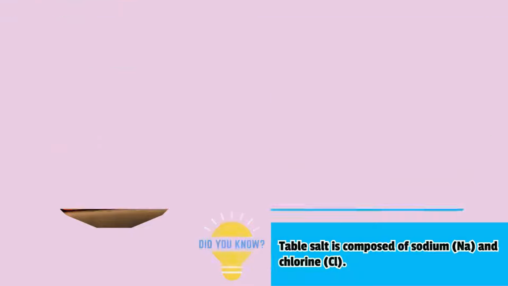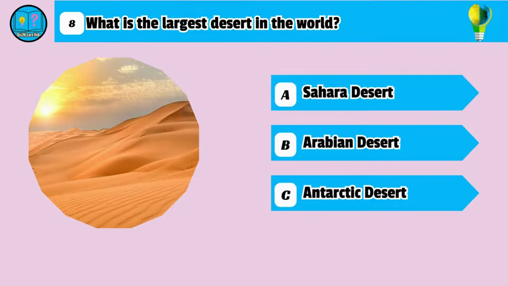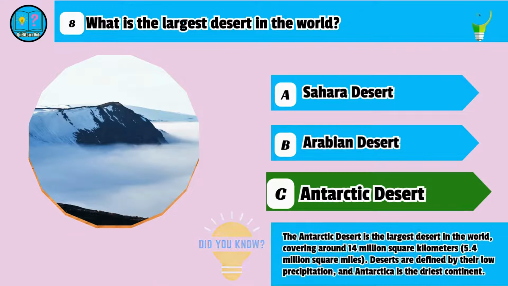8. What is the largest desert in the world? Sahara Desert, Arabian Desert, Antarctic Desert. Antarctic Desert. The Antarctic Desert is the largest desert in the world, covering around 14 million square kilometers, 5.4 million square miles. Deserts are defined by their low precipitation, and Antarctica is the driest continent.